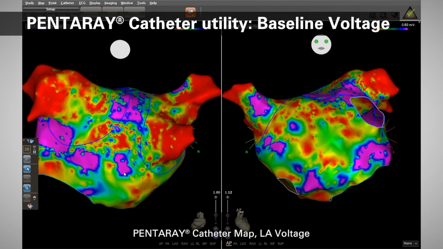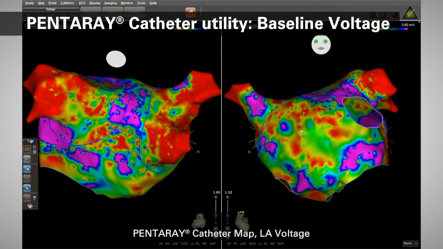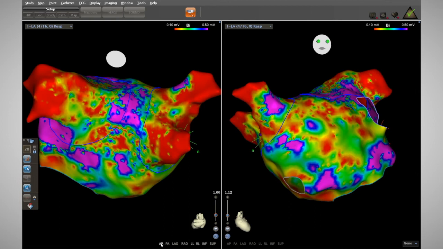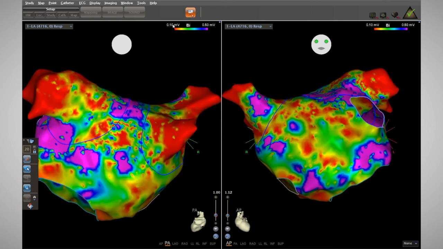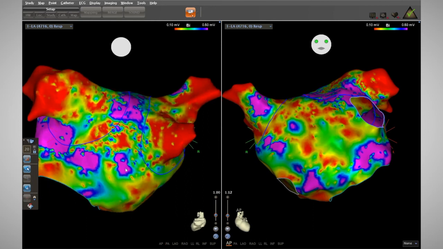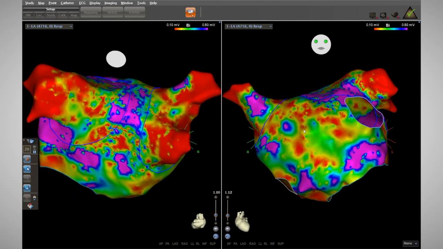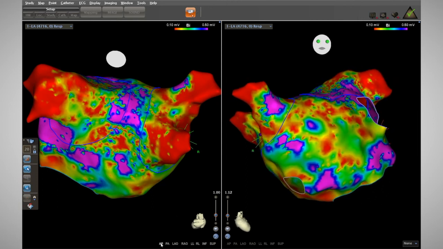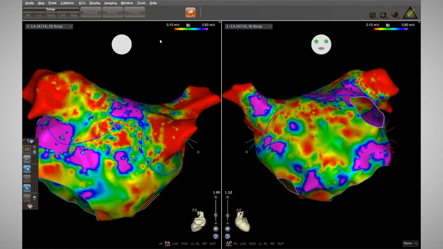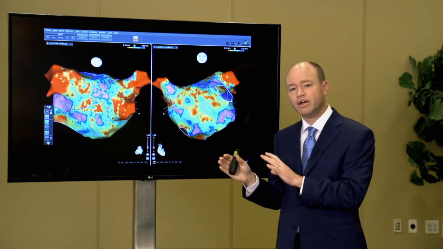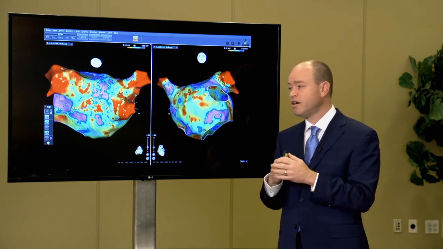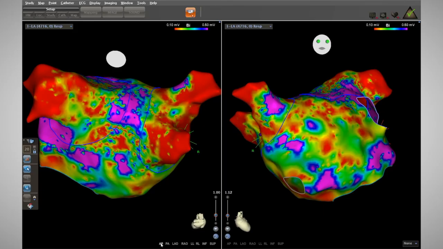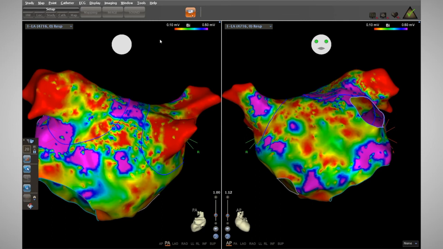This is the presenting map, and as you can see, within minutes, this took less than 5 or 10 minutes to achieve. We've got a map of almost 5,000 points, and here's the baseline voltage with the scale set at 0.1 millivolts to 0.5 millivolts, and we can see that this appears to be a highly scarred atrium. There's patchy scar across the posterior left atrium, across the floor, all across the roof and the anterior septal left atrium. Clearly not a high voltage atrium, indicating oftentimes that there may be other non-pulmonary vein sources for atrial fibrillation based on this substrate map alone.